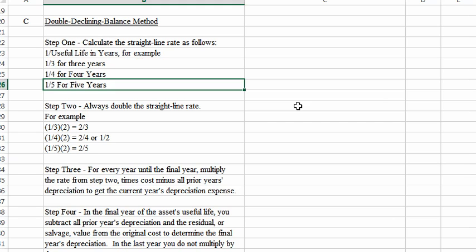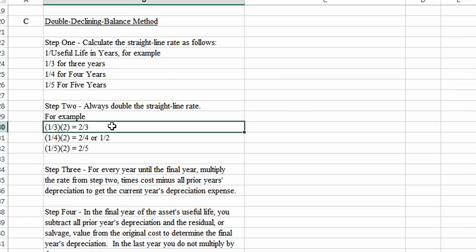Okay, step 2, no matter what that rate is, we always double it. So we multiply it by 2, in other words. So if it's 1/3, we say 1/3 times 2 and get 2/3. If it's 1/4 or 1 over 4 for 4 years, we multiply that by 2 and get 2/4, which of course is 1/2. If it's 5 years, we've got 1 over 5 as a straight line rate, times 2 is 2/5.